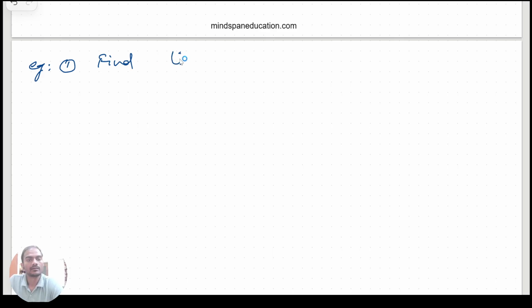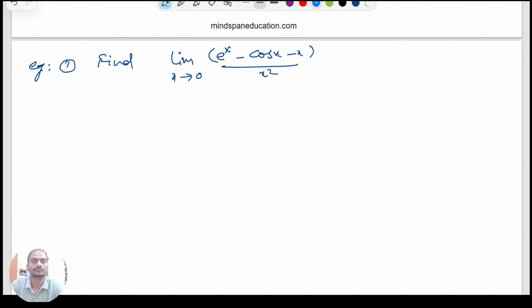Okay, find the limit x tends to 0 actually. This is our question. Okay, let me take the proper question, then we will solve. Limit of (e raised to power x minus cos x minus x) divided by x squared. This is our function. If we are asked to calculate this limit, then one possibility is that we apply L'Hospital multiple times and do the differentiation and calculate the limit. But the best possible scenario is that we use the Taylor series expansion.